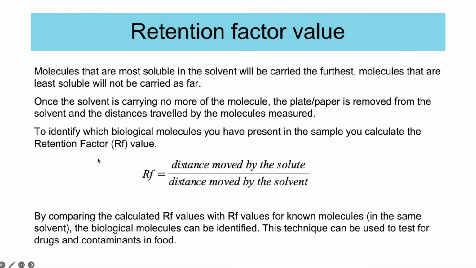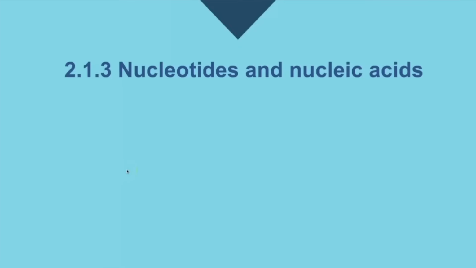So to identify which biomolecules you have present on your chromatography paper, you can work this out by calculating the retention factor, or RF value. And here's the formula for this, which you need to know. It's the distance moved by the solute divided by the distance moved by the solvent. And by comparing the calculated RF values with RF values of known molecules in that same particular solvent, the biological molecules that you have present can be identified. So this is a technique that can also be used to test for biological molecules, but also for drugs and contaminants in food.